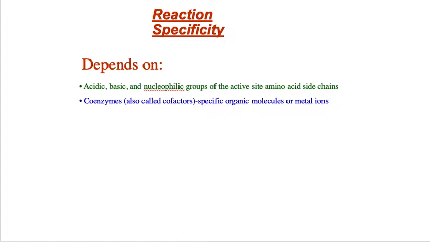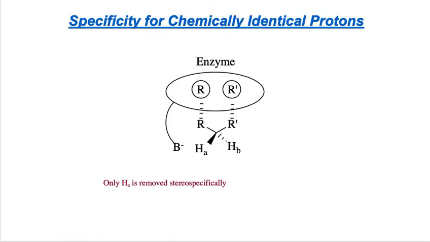So the specificity of the reaction, as a reminder, is going to depend on the key molecular interacting groups in the active site, these key side chains in the active site. It's also going to depend on cofactors. So there's metal ions or organic molecules in the active site. The way that this works is that basically an enzyme can have a group where only HA is removed specifically.